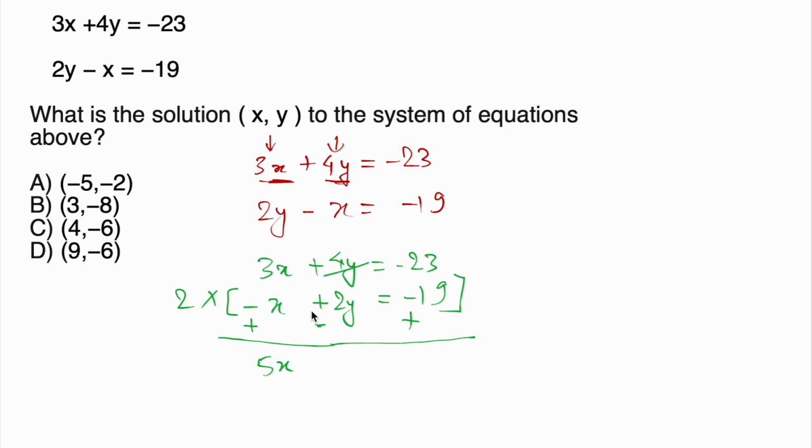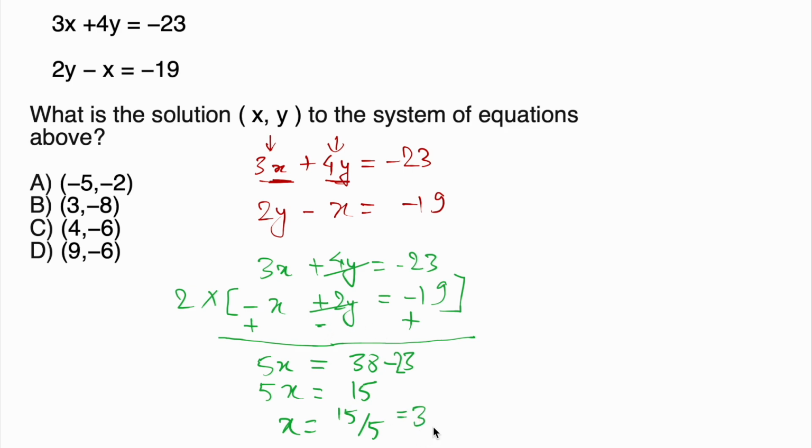So this will cancel out because 2 multiplied by 2 is equal to 4y. 4y minus 4y is equal to 0, equals 19 multiplied by 2, which is 38. Here it is already minus 23, so we'll just minus 23. So this will be 15, and x is equal to 5x. x equals 15 divided by 5 equals 3.